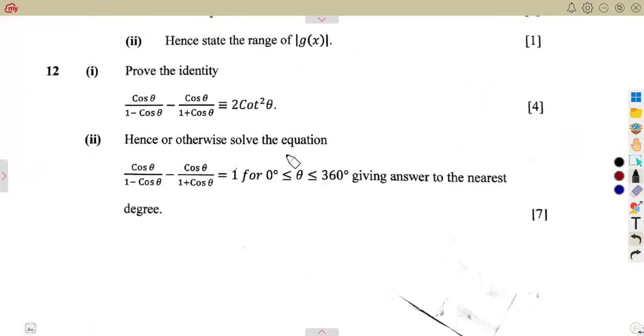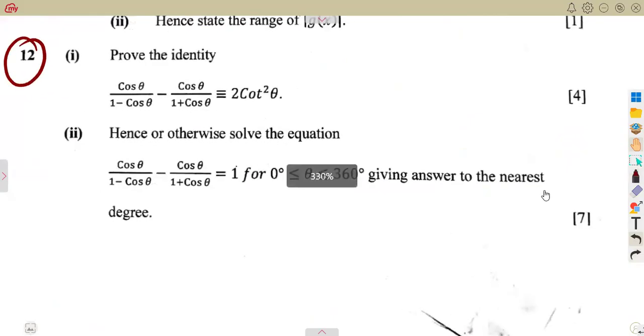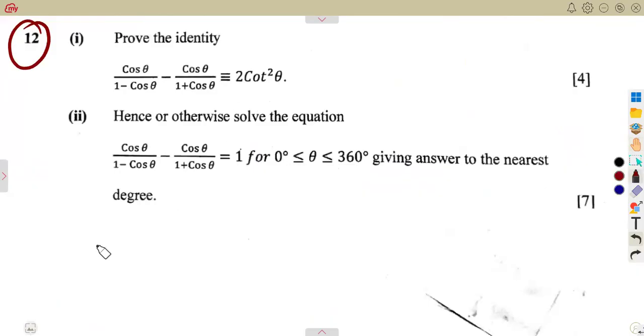Let us see the other part, question number 12, an identity. Prove the identity. So to prove, as we understand, we're supposed to have the same answer, no matter the way that you take, but you must have the same answer. So there we are given the cos of theta over 1 minus cos of theta. All right, this is supposed to be identical to this.